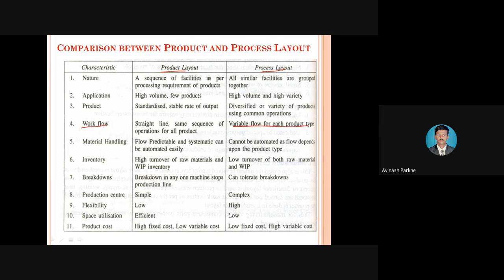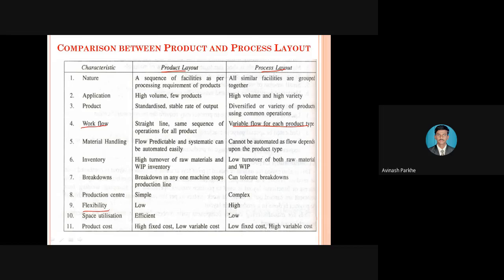In a process layout, I am not manufacturing similar types of products. Therefore, the sequence of machines is not finalized, and the flow of material is totally variable. But in the case of a product layout, I am manufacturing similar types of products in mass quantity. Therefore, whatever layout I have designed is perfectly straight, with the same sequence of operations for all types of products.